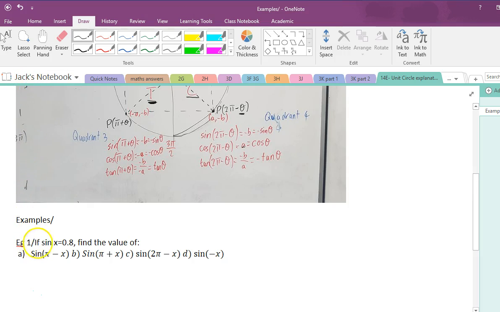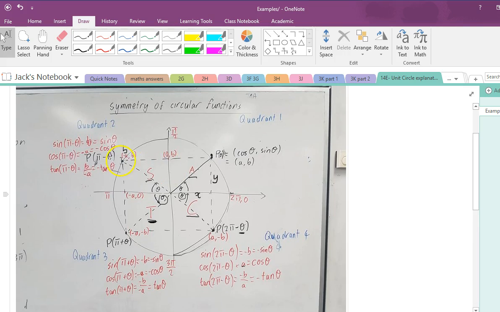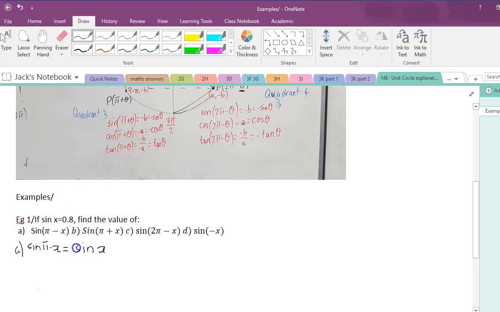Okay, so let's go down here, just go down a bit further. So we know sine of pi minus x is equal to sine of x, because the reference angle, going back up here, in the second quadrant, sine of pi minus theta is just sine theta, positive sine theta. Okay? So the reference angle, x, is the same. Alright? And we know that sine of x is 0.8 from back up here. Okay? Let's have a look at another one.